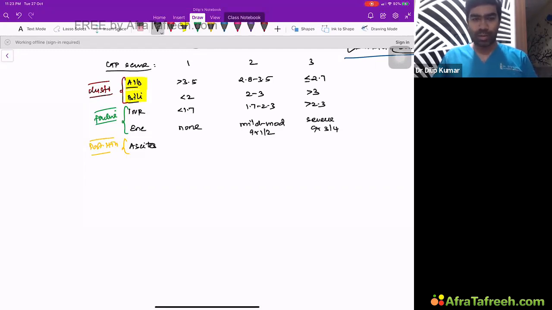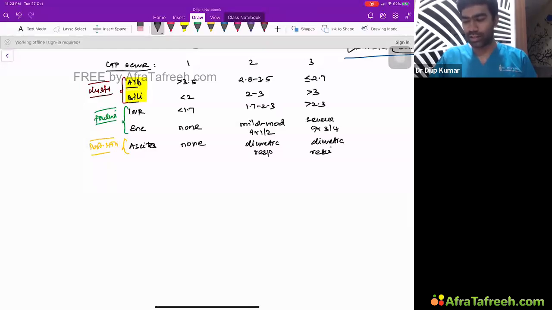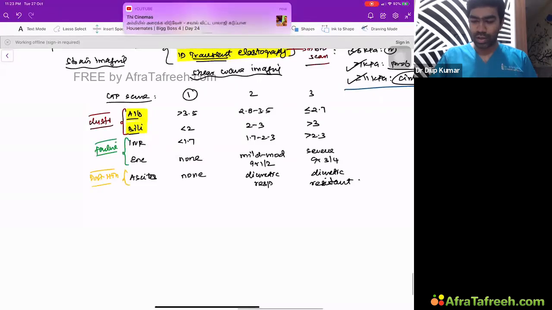And about ascites, if the patient does not have ascites, they will get 1 point. If the patient is having diuretic responsive ascites, that is, the patient has ascites but it is diuretic responsive, this is called mild to moderate ascites, that is grade 2. We'll give 2 points to them. If the patient is having diuretic resistant ascites, severe ascites not responding to your diuretics, that patient will be awarded 3 points. So you have 3 points here.